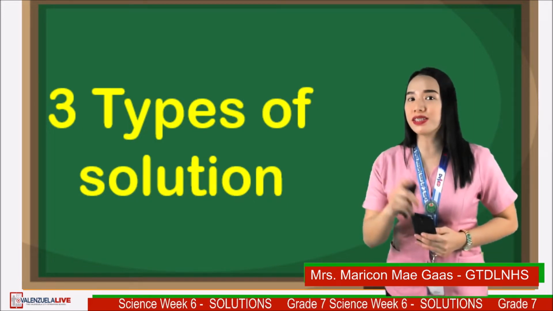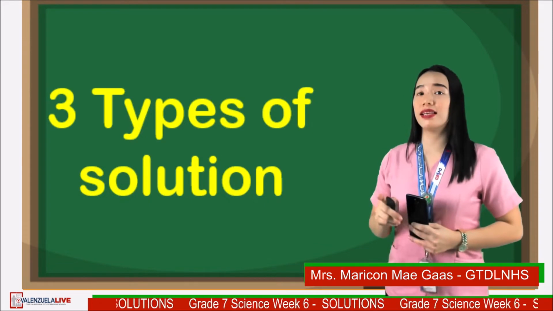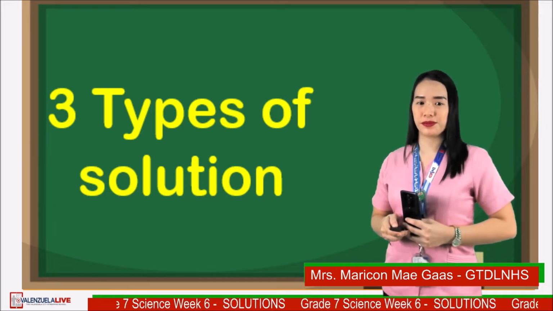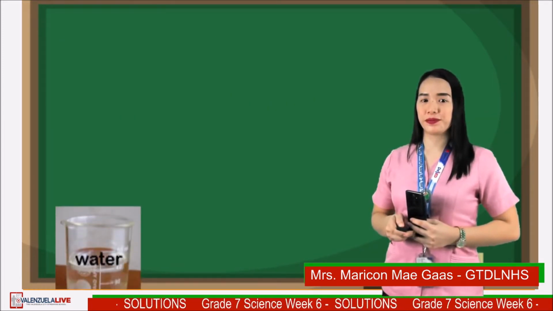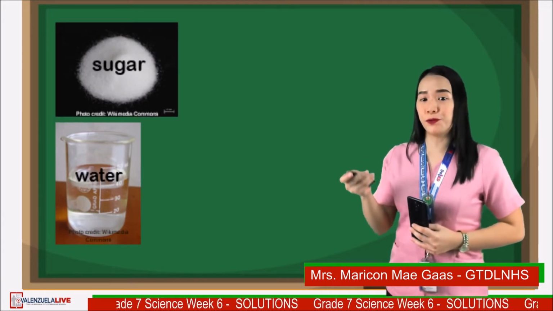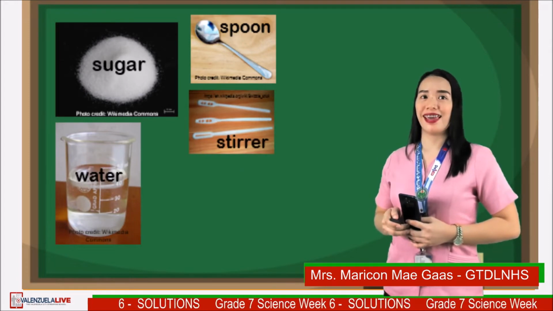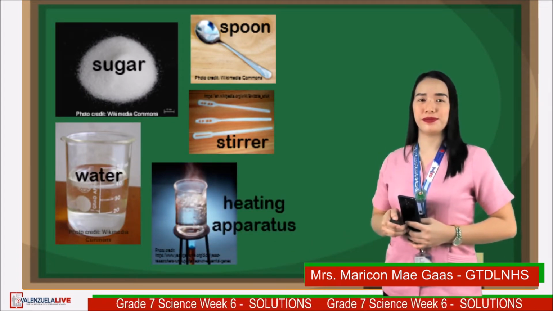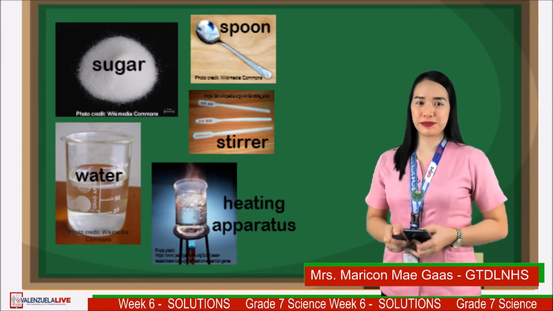To understand more about this, let us try this simple experiment. We need water, sugar, a spoon, a stirrer, and a heating apparatus. Now we're going to have our experiment.